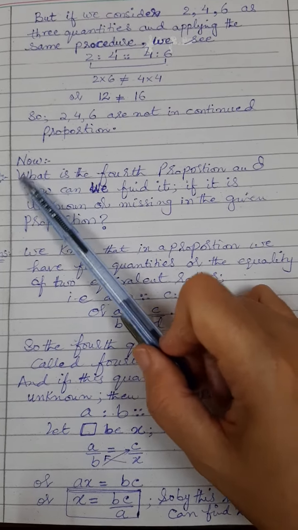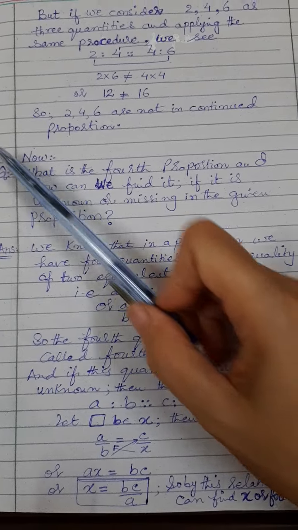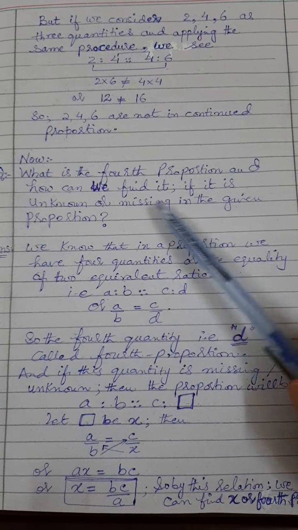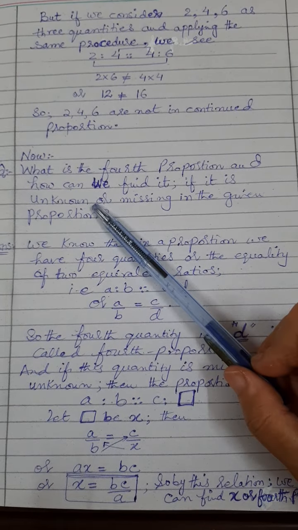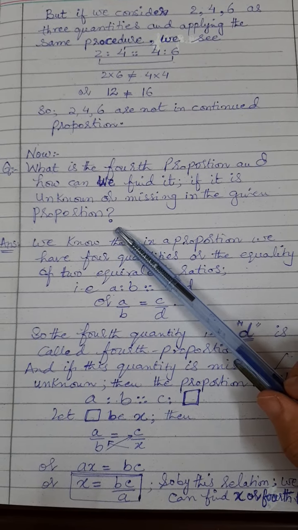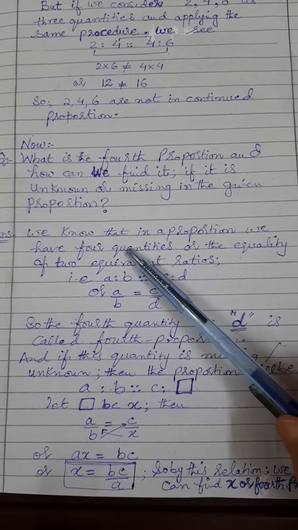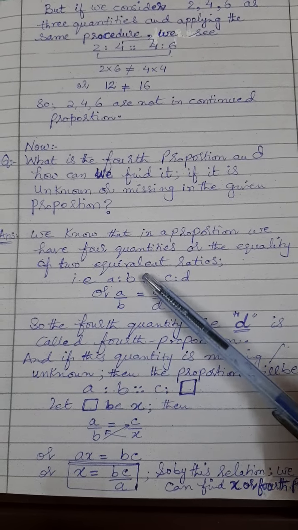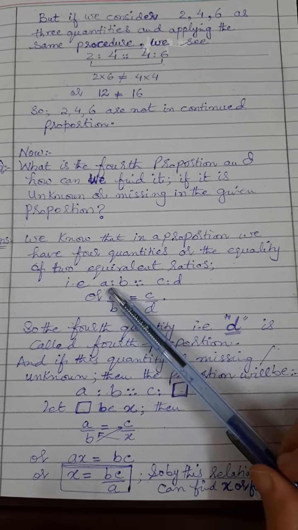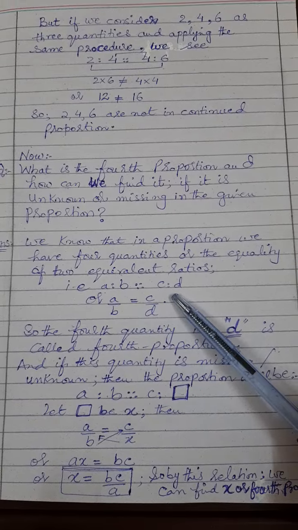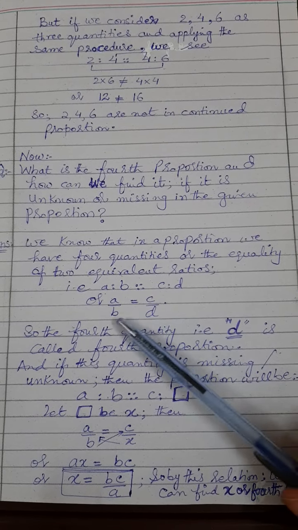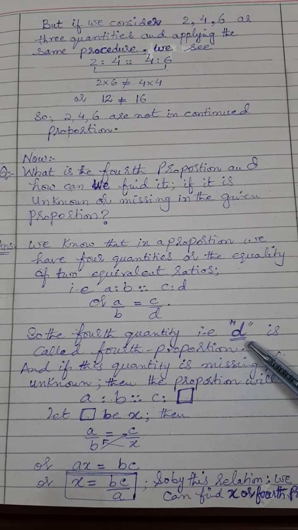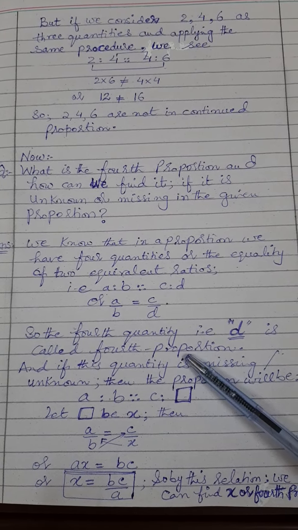Now we come to the last condition, which is the fourth proportion. Now what is the fourth proportion and how can we find it, if it is unknown or missing in the given proportion? We know that in a proportion we have four quantities, or the equality of two equivalent ratios, that is A by B and C by D, which are equal ratios. So the fourth quantity, that is D, is called the fourth proportion.